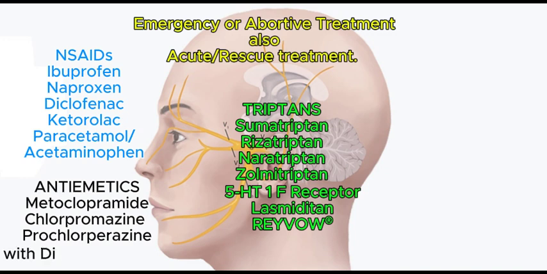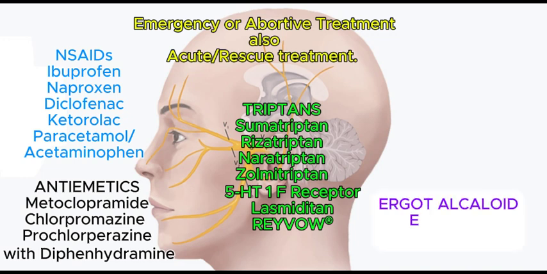Diphenhydramine can also be added to prevent dystonic reactions that can be caused by metoclopramide mainly. Ergotamine is the first pure ergot alkaloid to be isolated. This was in the year 1920. It is a precursor to LSD, lysergic acid diethylamide.